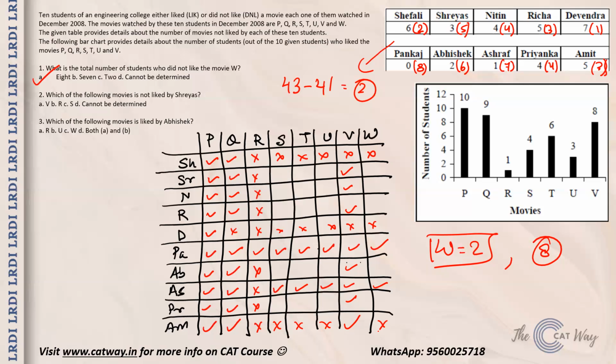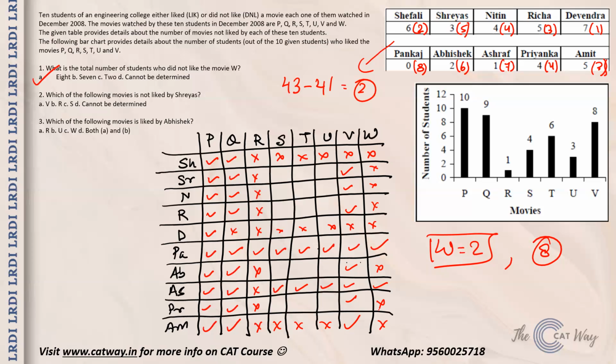If you talk about W, W was liked by two people, and we know those two people are Pankaj and Ashraf. That means W is not liked by any of the other people. Let us move ahead.